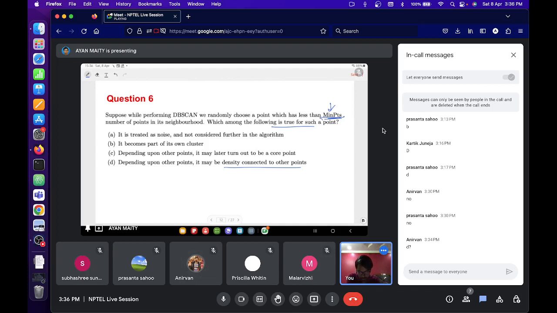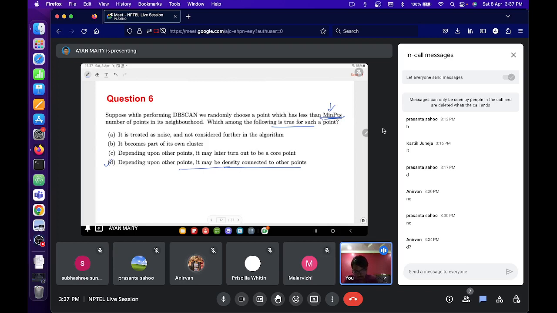Depending upon other points, it might happen that later on we find a core point in the neighborhood of that point. The randomly picked point has fewer than MinPts points, but if one of its neighboring points is a core point, then it becomes a boundary point, or the point is density connected to other points. So option D is the correct answer.